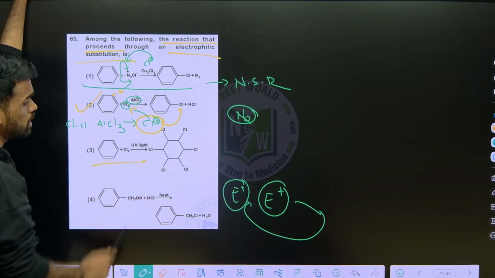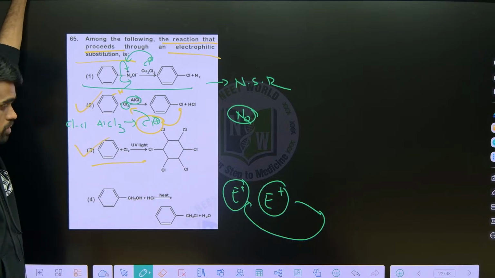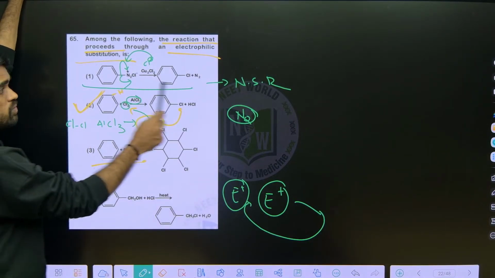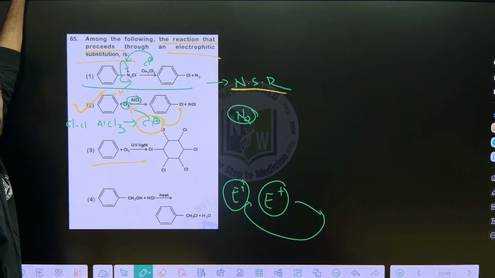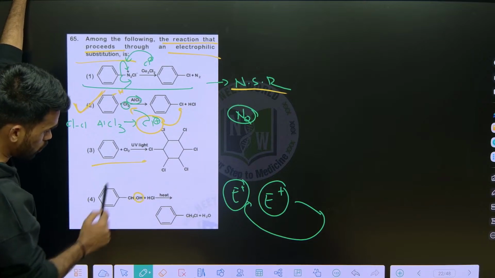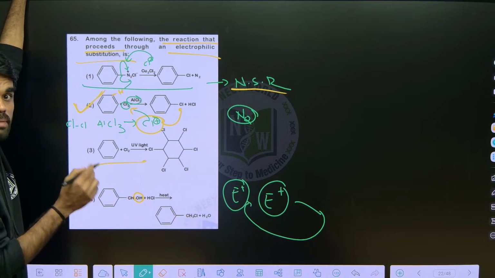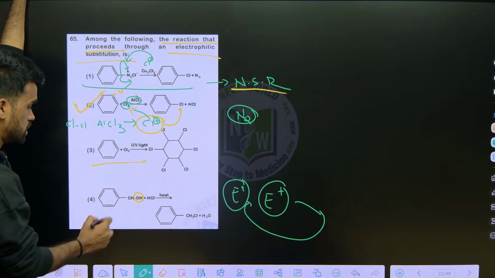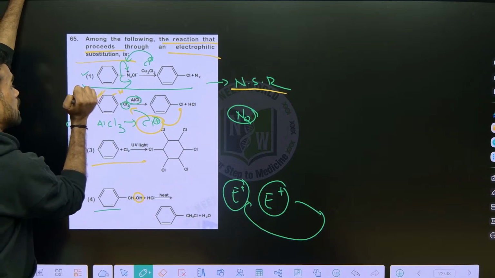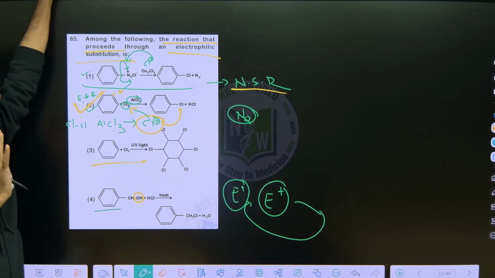Now here, see, all the pi bonds are removed and chlorines are added. So it is just an addition reaction. But they are asking about electrophilic substitution. So the second option is the most appropriate. First is nucleophilic substitution. Third one is an addition reaction. And fourth one, see here, OH, H2O is removed, and Cl minus is incoming. That is nucleophilic substitution. This is aromatic nucleophilic substitution. This is aromatic electrophilic substitution reaction. So the second option is the most appropriate answer for this particular question.